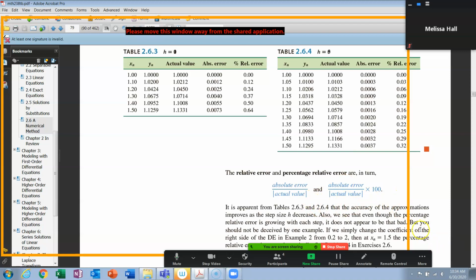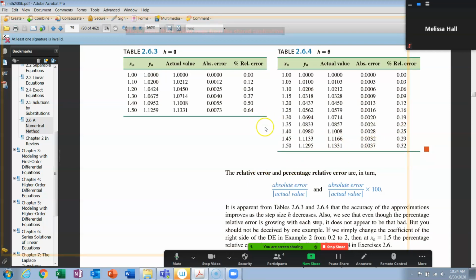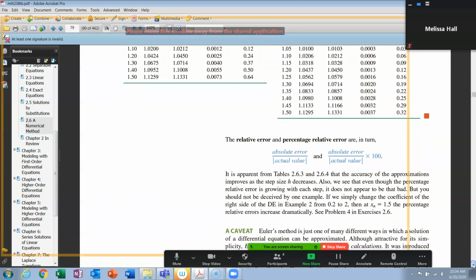Okay, they didn't write the percent. They didn't write the relative error. They just wrote the percent relative error in both cases. Okay, you just move your decimal 2 more places to the left. Okay.